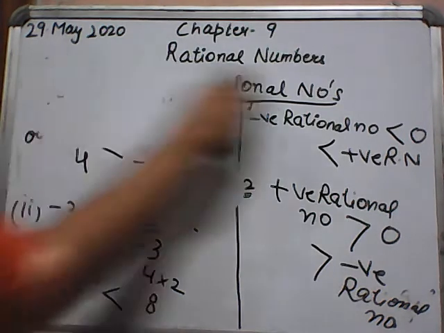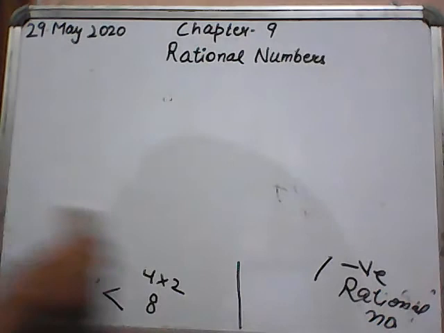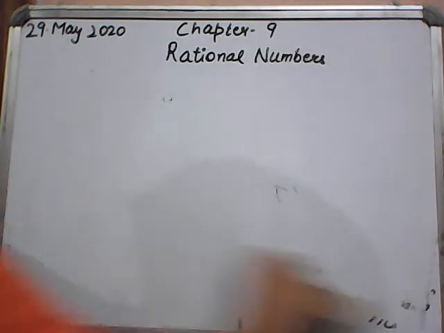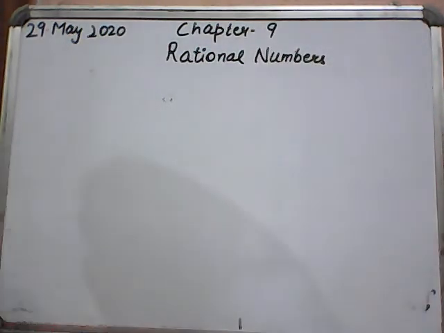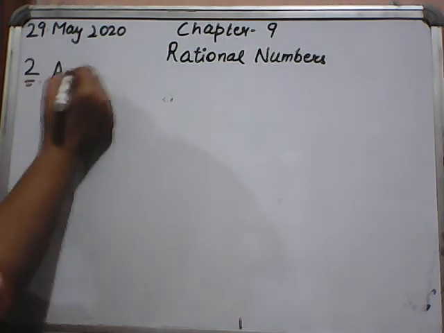Now, next topic is arranging rational numbers in order. Order means you have to arrange rational numbers in two orders, ascending order or descending order. Ascending order means you have to arrange from smallest to largest, and descending order means you have to arrange largest to smallest.